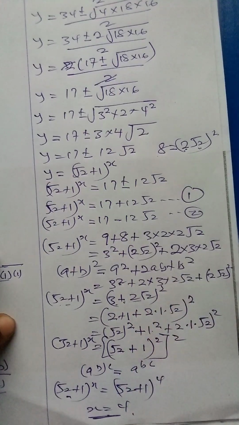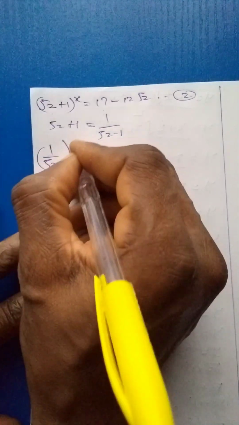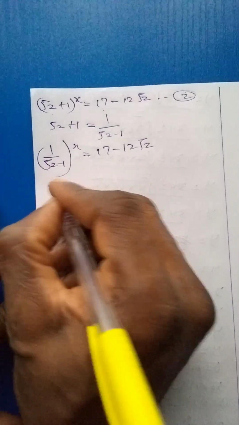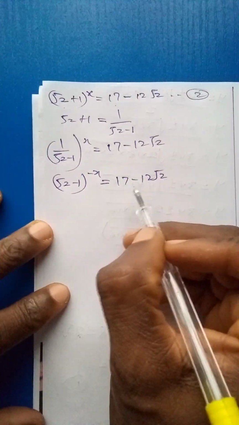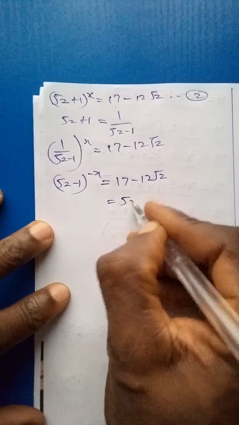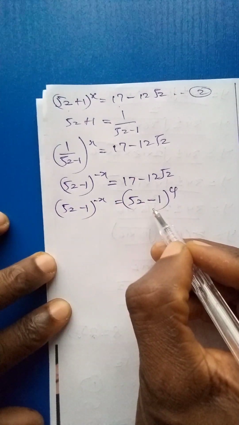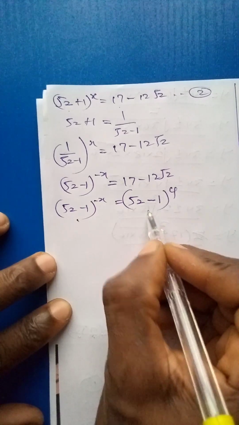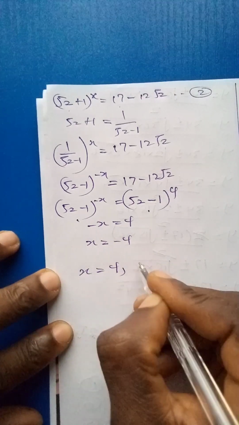Now let us try case 2. Let us remember that root 2 plus 1 is the same thing as 1 over (root 2 minus 1). So I'm going to rewrite this. I have (1 over (root 2 minus 1)) all raised to the power x is equal to 17 minus 12 root 2. Now rewriting this one, this is (root 2 minus 1) all raised to the power minus x is equal to 17 minus 12 root 2. If I manipulate this part of the equation just as we did in case 1, we'll get (root 2 minus 1) all raised to the power 4. So this and this are the same. That means minus x is equal to 4 and x is equal to minus 4. So x is equal to 4 and x is equal to minus 4.